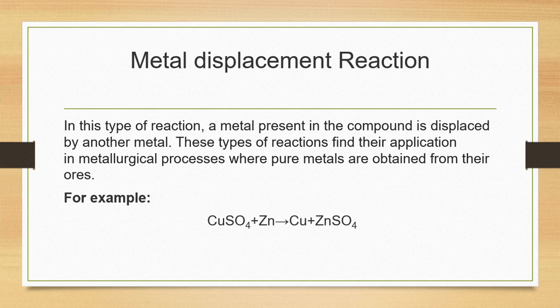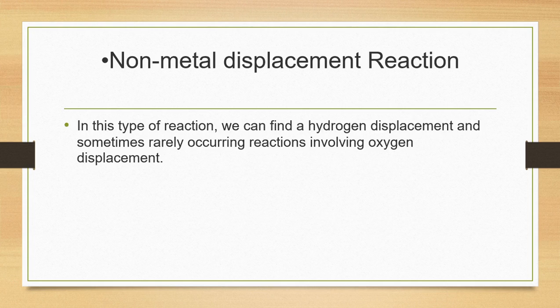For example, CuSO4 plus Zn gives Cu plus ZnSO4. The second one is non-metal displacement reaction. In this type of reaction, we can find hydrogen displacement and, sometimes, rarely occurring reactions involving oxygen displacement.